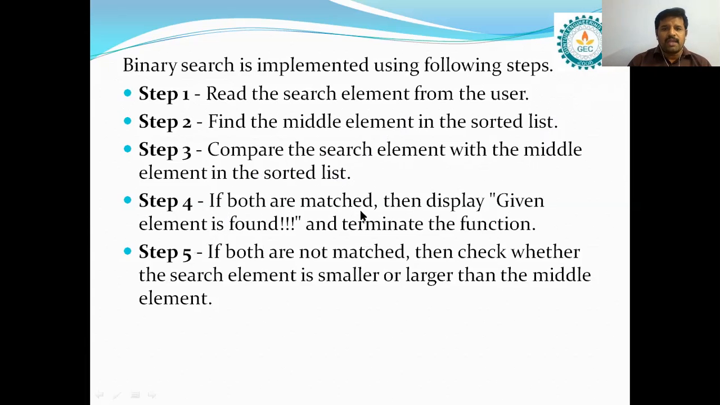Next, if both are matched, then display the given element is found and terminate the process. If the searching element and the middle element both are matched with each other, then display a message called element is found. Otherwise, if both are not matched, then check whether the search element is smaller or larger than the middle element. The searching element is not matched with the middle element. Then what do? We have to check whether the search element is smaller or larger than the middle element.